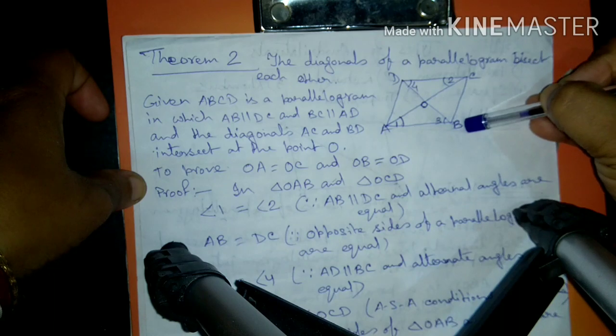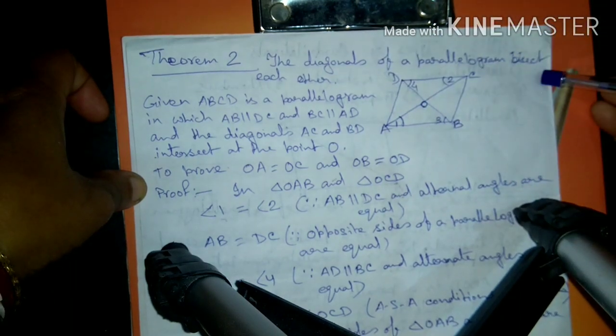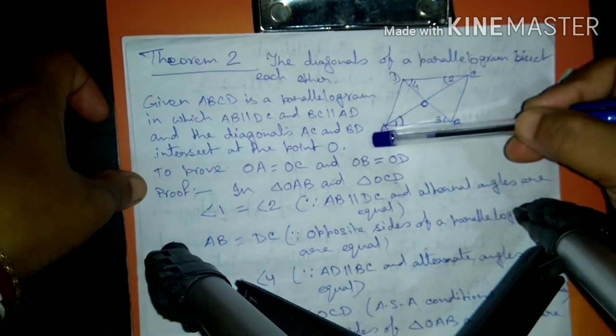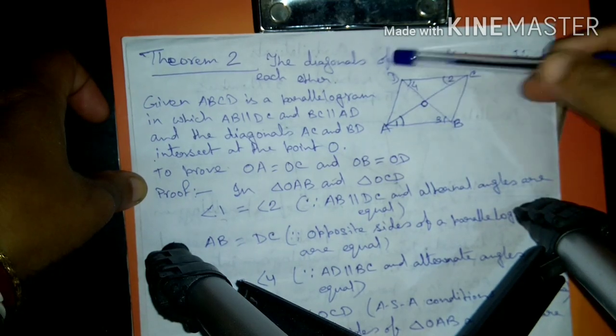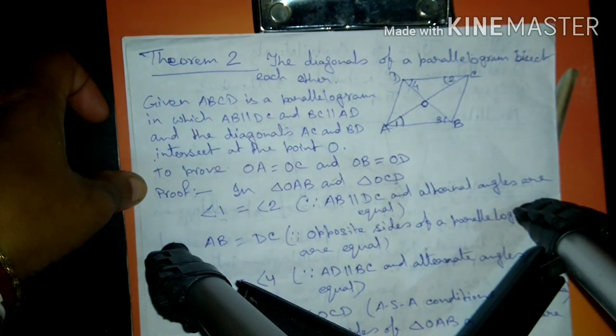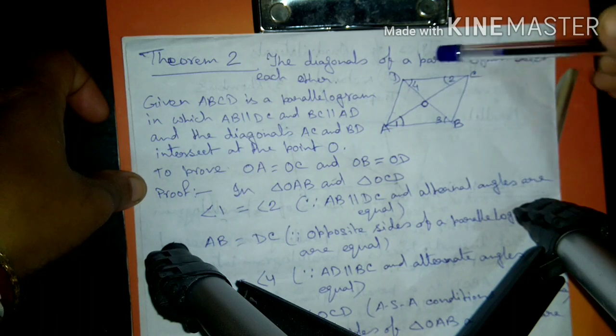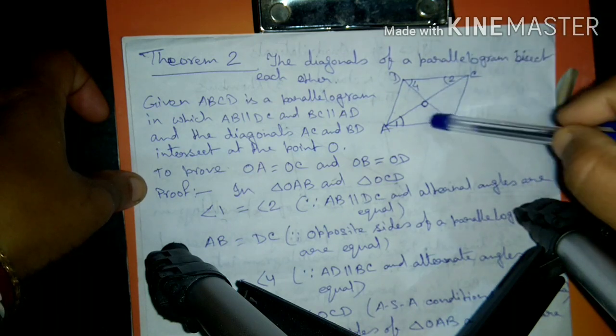So what we have to prove? The diagonals of a parallelogram bisect each other. That means OA is equal to OC and OB is equal to OD. That we have to prove. Alright. So now what we can do? Now to prove that, what we'll do?